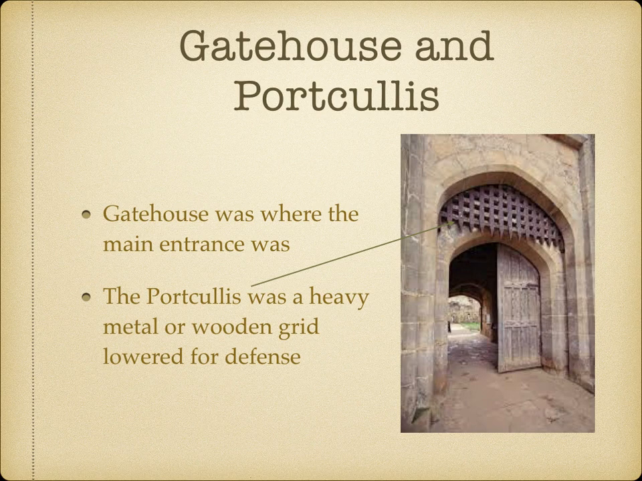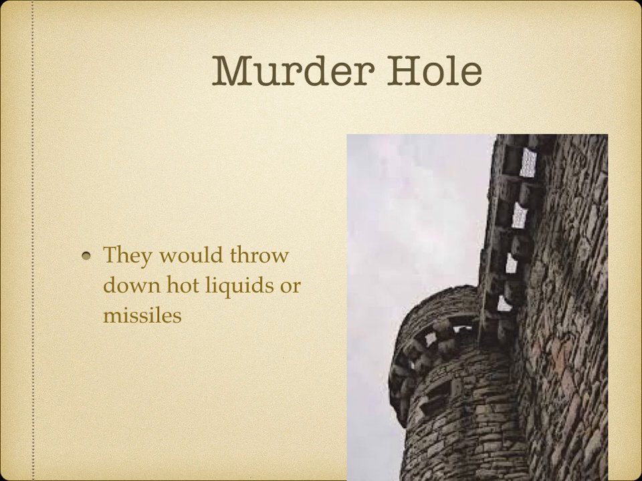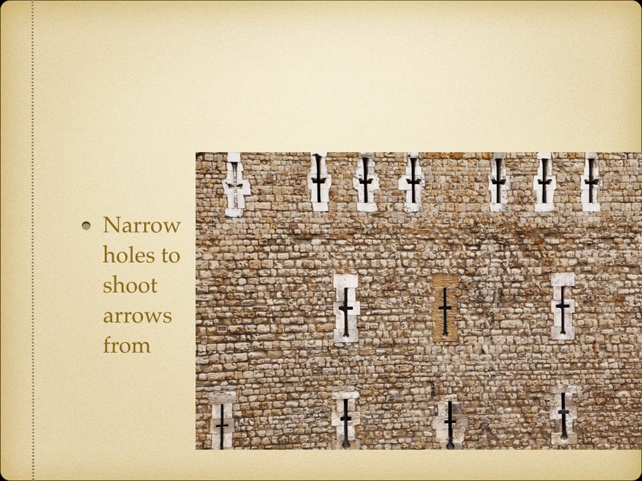In the battlements nearby, they also had something called murder holes, which you can see would be here. Missiles or burning liquids would be thrown down on anyone who was trying to storm or take the castle. They also had narrow windows with narrow slits so they could shoot arrows out, but no one could shoot back in at them.